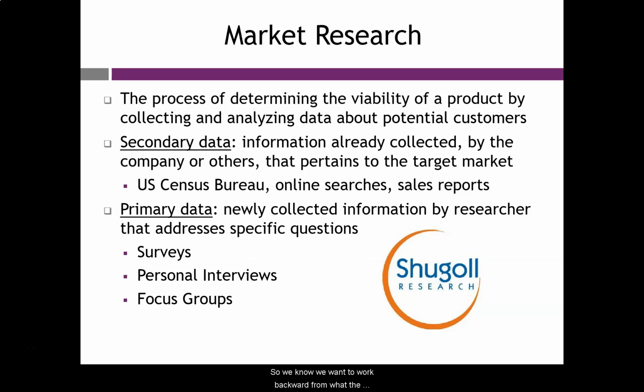So we know we want to work backward from what the customer wants. How do we determine what our customers want? Well, one way to do that is to conduct market research. There's secondary data and there's primary data, and you'll have to use both of these in your business plan. It's a requirement. Secondary data is just that: data that's already been collected. It could be from the Census Bureau, whatever you find online, things like that.